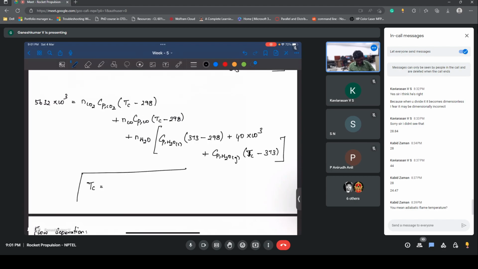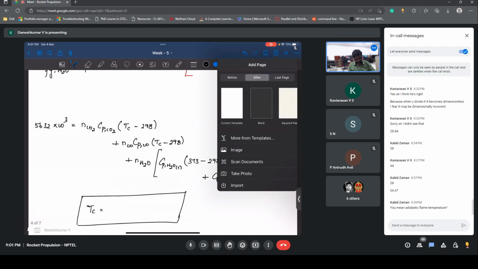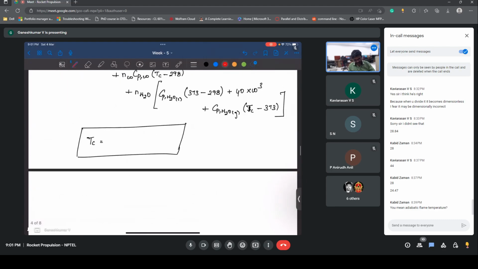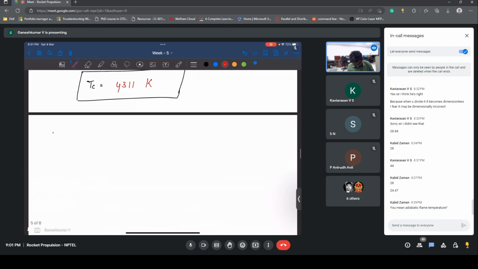You can do this calculation, and for the sake of completeness I will give you the answer I got. I got something like 4311 Kelvin. So now you have obtained Tc, and you know the molecular weight. So you need to find C star.